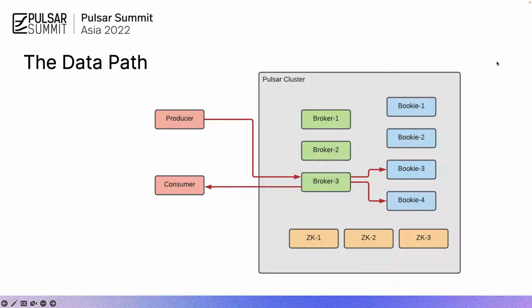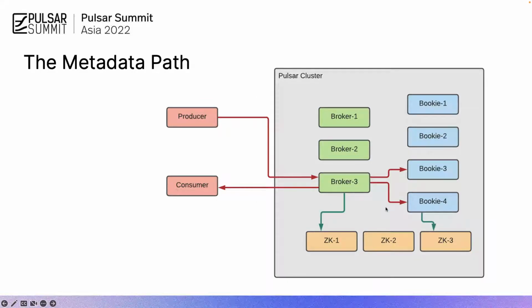We are all familiar with the data path within Pulsar. Data is published to the broker by producers and published to multiple bookies in the bookkeeper layer. Consumers can retrieve the data from either the broker cache or from one of the bookies in the ledger's ensemble. But what about the metadata path? An Apache Pulsar cluster needs to store metadata. This has traditionally been the role of the ZooKeeper cluster. It is an additional distributed system that is used to track critical information used by both the broker and bookkeeper layers.